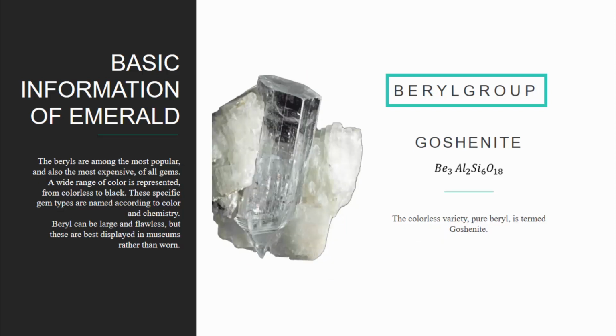Goshenite is another member of the beryl group. This variety of beryl is the purest member of beryl due to the lack of any external element in its chemical composition. It is colorless due to the lack of any coloring agent such as chromium, vanadium, or iron.